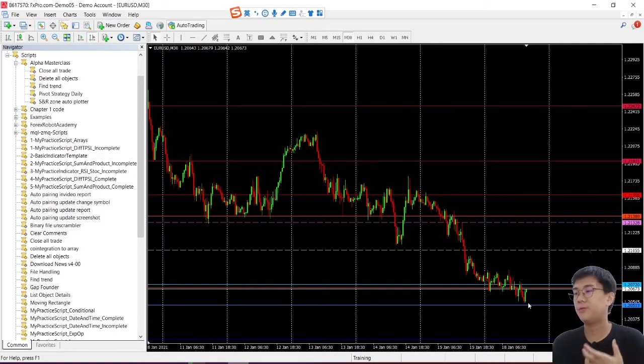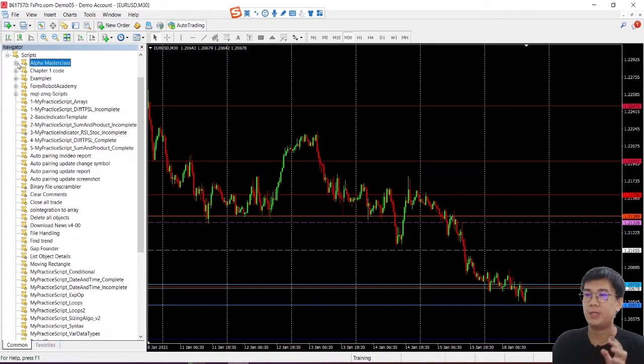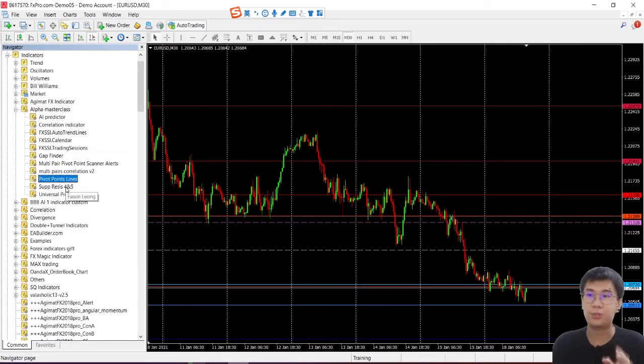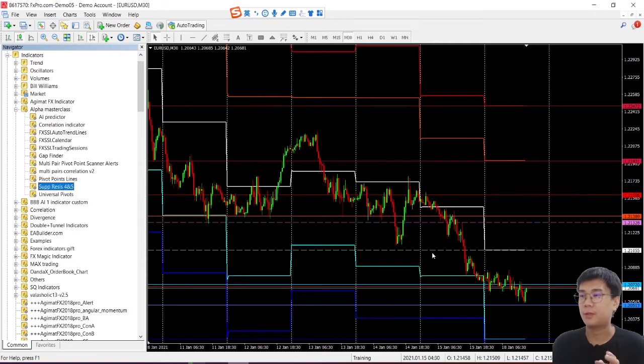Now, instead of looking at this on a day-to-day basis, I would like to actually see how the support and resistance, how the pivot point actually changes from time to time. So this is where we need to use indicators. Open up your indicators and go to support and resistance 4 and 5 and click OK to run this script. Pivot point lines will be used in a later chapter, but now we focus on the first one, support and resistance 4 and 5.